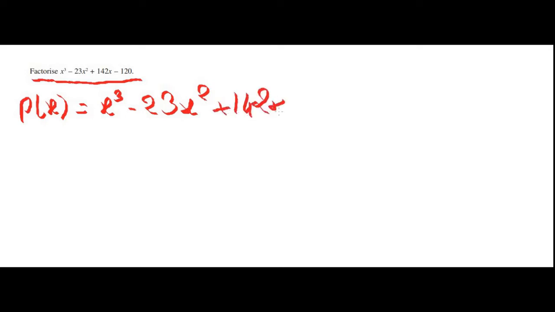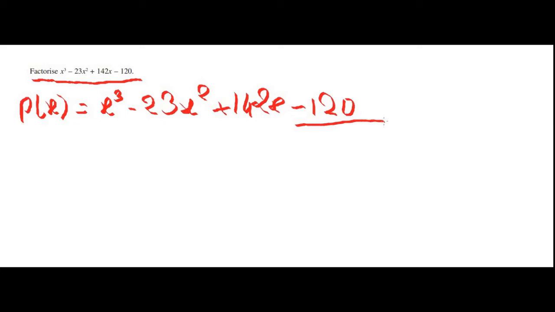First of all, let's consider that p of x is equal to x cubed, it's not plus, it's minus 23x squared plus 142x minus 120. So we consider p of x like this. Now we have to take the factors of the final term, which is minus 120.